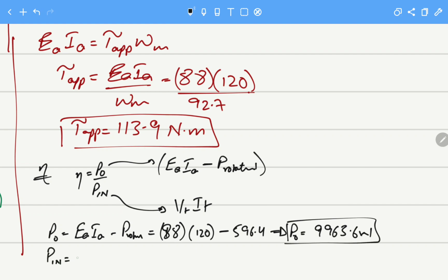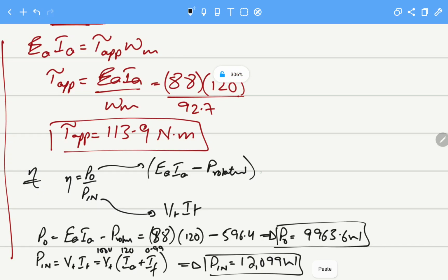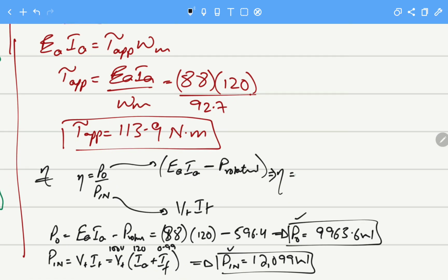And now P input is VT IT, equals VT into IA plus IF. IA is 120, IF is 0.99, and VT is 100. So P in will be 12,099 watts. Therefore our efficiency will become 9963.6 over P in, which is 82.35%.